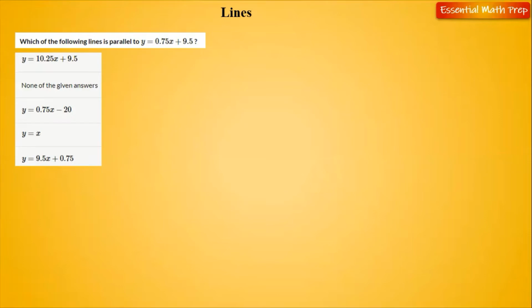We're simply going to use the answer choices to our favor to determine what that line will be. So we know for the first line, y equals 0.75x plus 9.5.